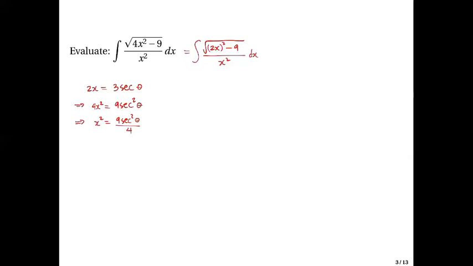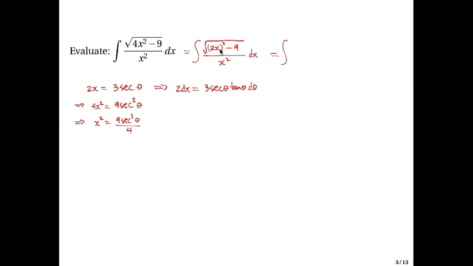Meanwhile, from this guy also, we get the derivative. So in here, we have 2 dx equal to 3 secant theta tangent theta d theta. Or your dx is equal to 3 halves secant theta tangent theta d theta. Which means using these substitutions, we have the integral.